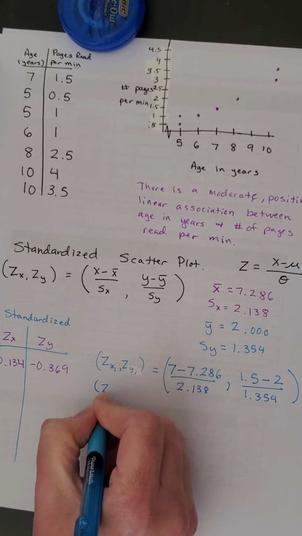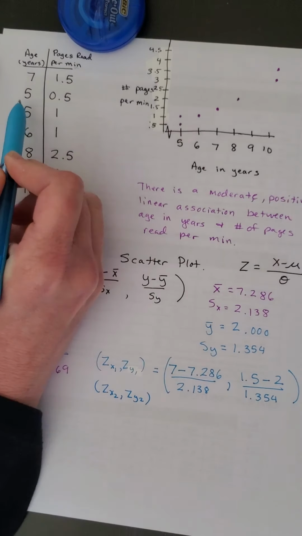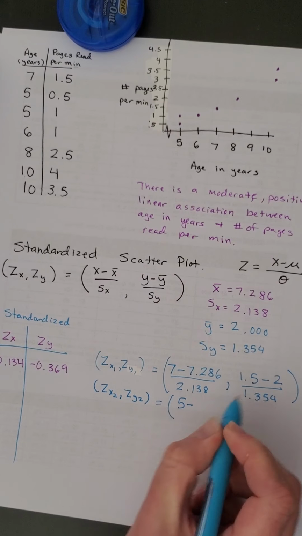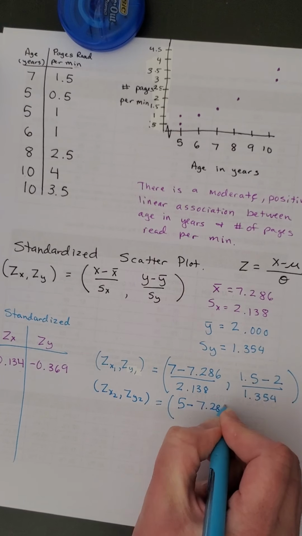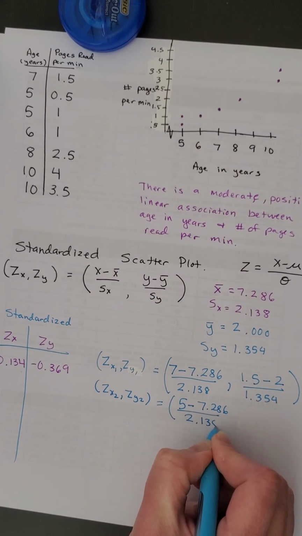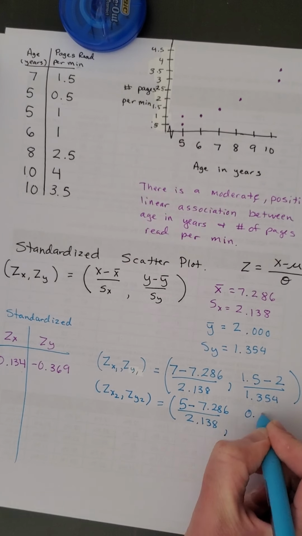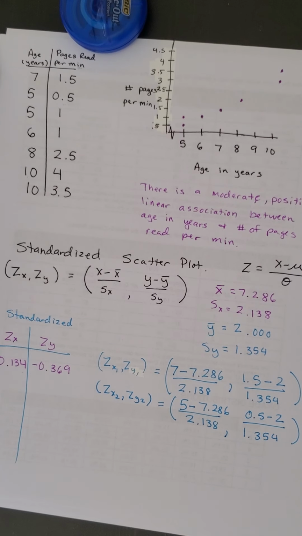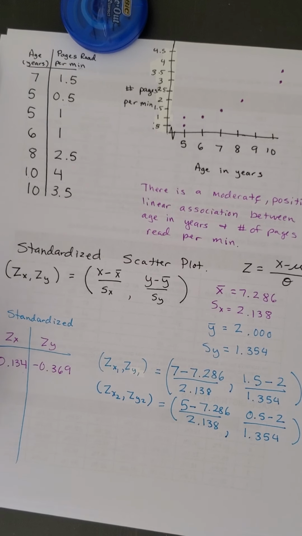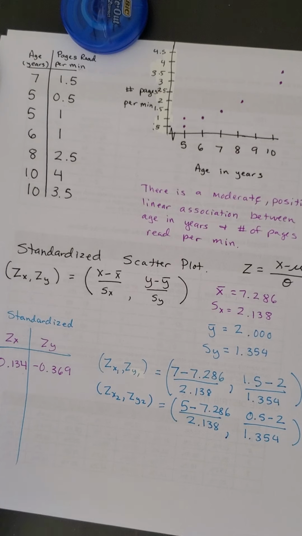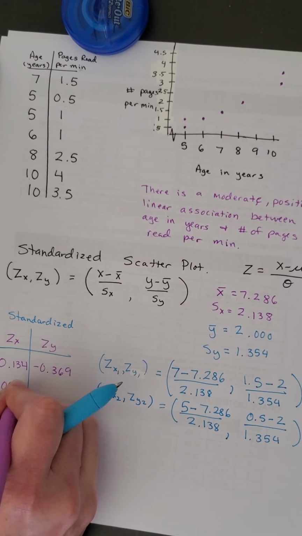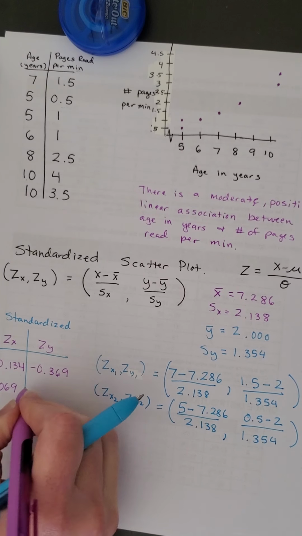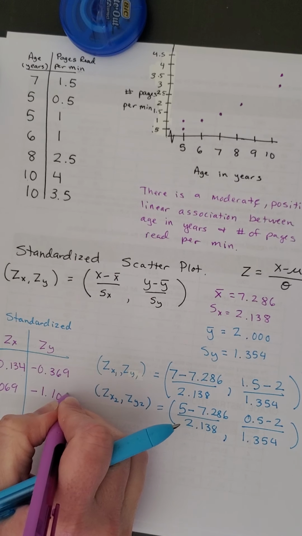Right, z sub x2 and z sub y2. So now I'm standardizing these two points, 5 and 0.5, equals 5 minus the mean, which is 7.286, over the standard deviation of x, which is 2.138, comma, 0.5 minus 2 over 1.354, and that's going to be negative 1.069, negative 1.108.